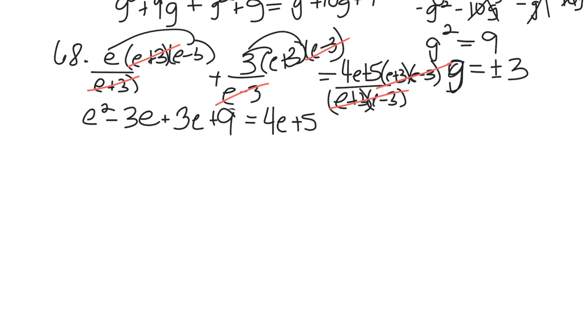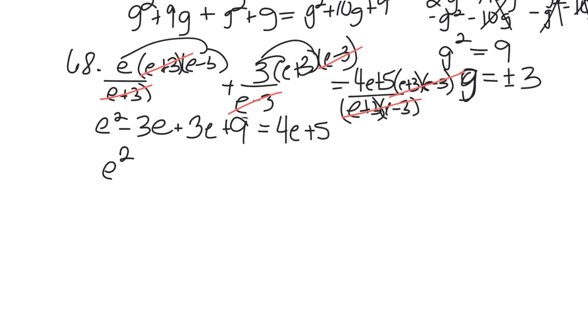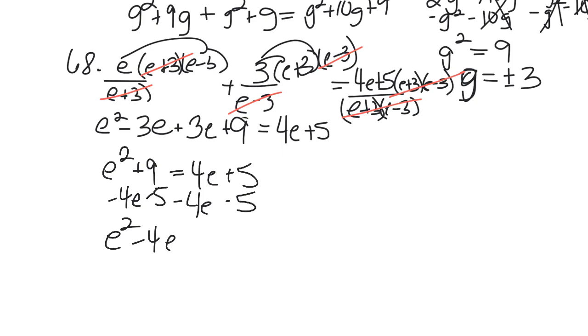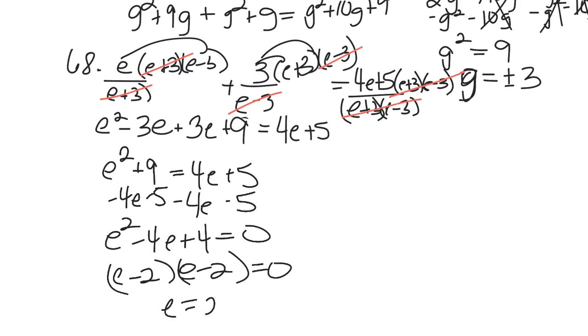And so we combine like terms, we get e squared plus 9 equals 4e plus 5, minus the 4e and minus the 5. So we get e squared minus 4e plus 4 equals 0. And that's e minus 2 squared equals 0, so e equals 2. And that doesn't make the denominator 0 because the denominators are e plus 3 and e minus 3. And so my answer is just 2.